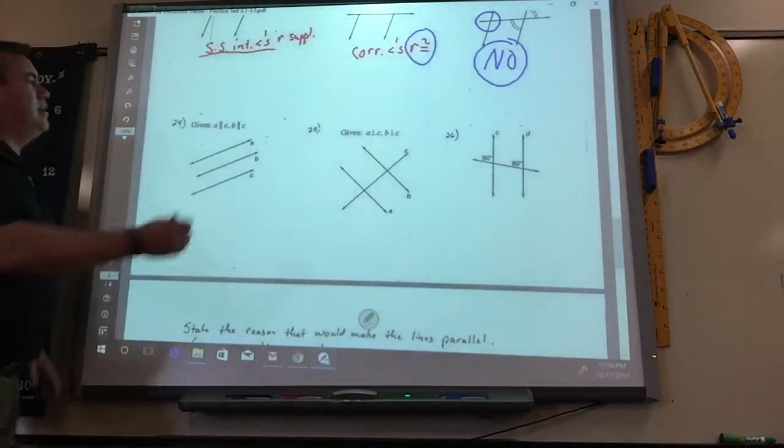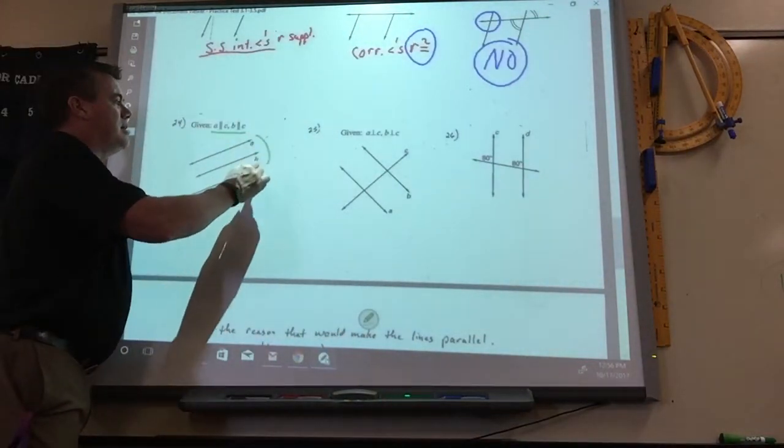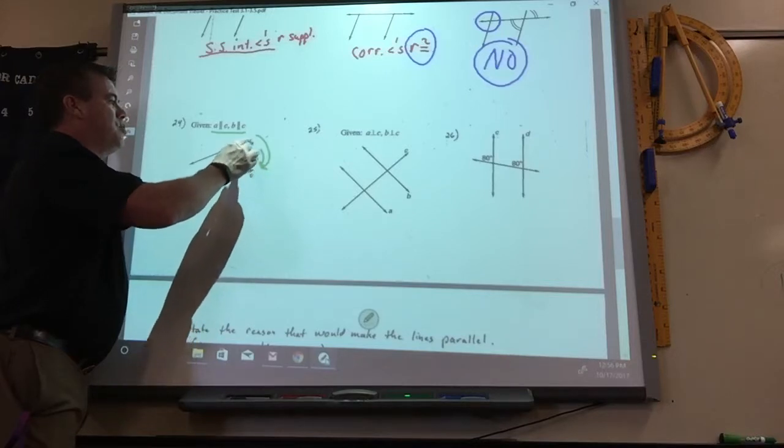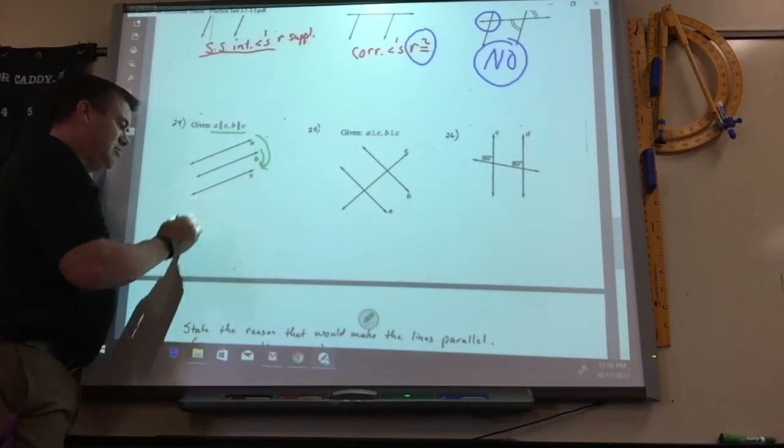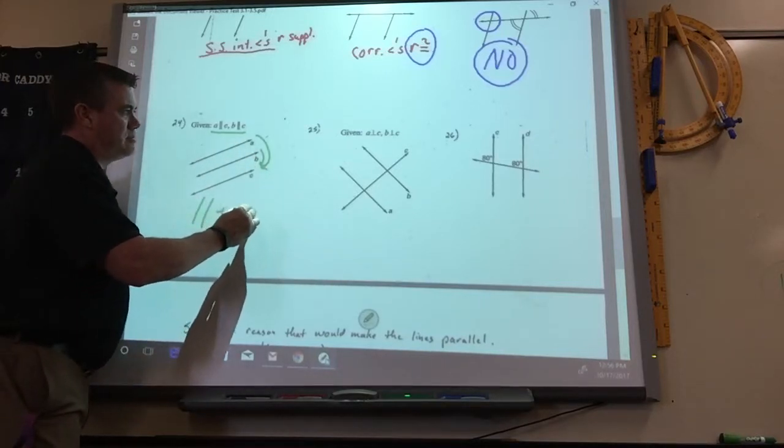Okay, here you gotta look at the given. A is parallel to C and B is parallel to C. So why are these two parallel? Parallel, same line. Parallel to the same line.